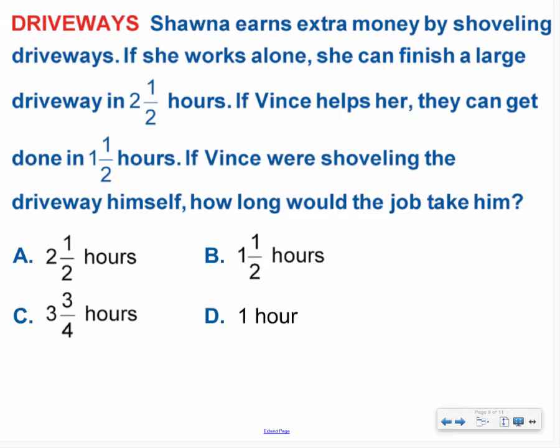So start by figuring out how much of the job Shawna can get done in 1 hour by herself. Figure out how fast Vince works, and then add them together, set them equal to one job, and see what you end up with. Hopefully you ended up with 3 3/4 hours. There may have been a few of you that realized the numbers were exactly the same and didn't actually do the problem, but make sure you know and understand the concept, alright?